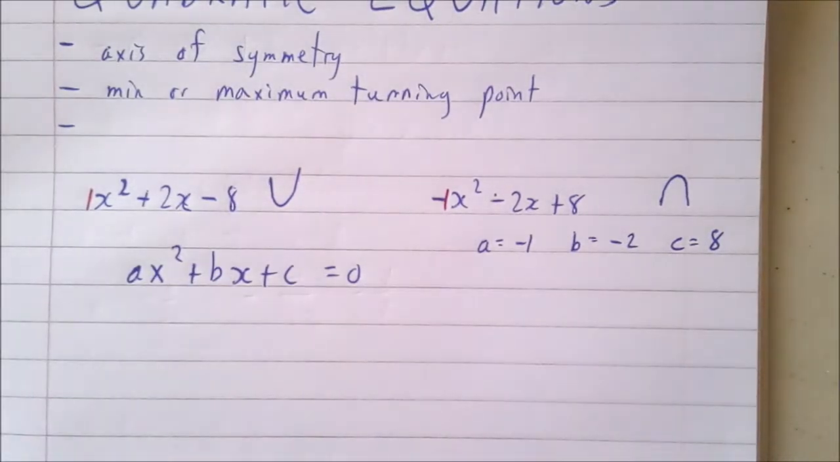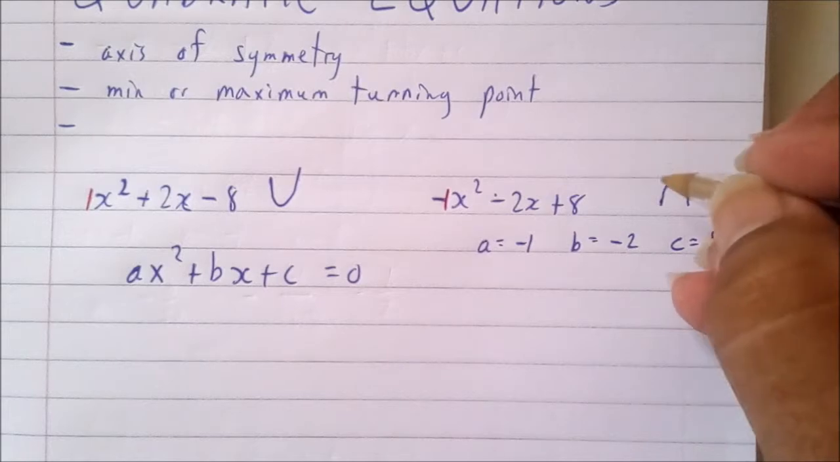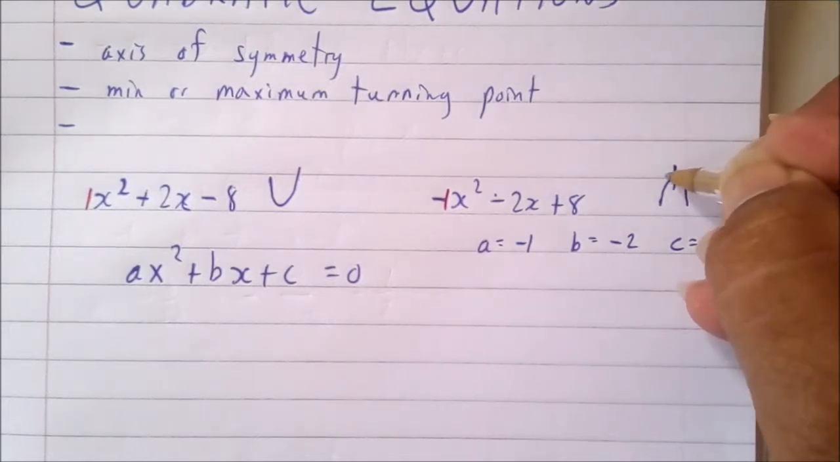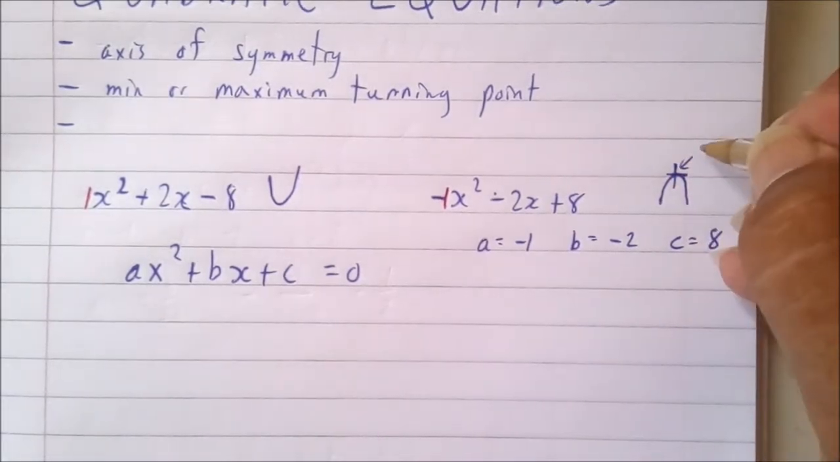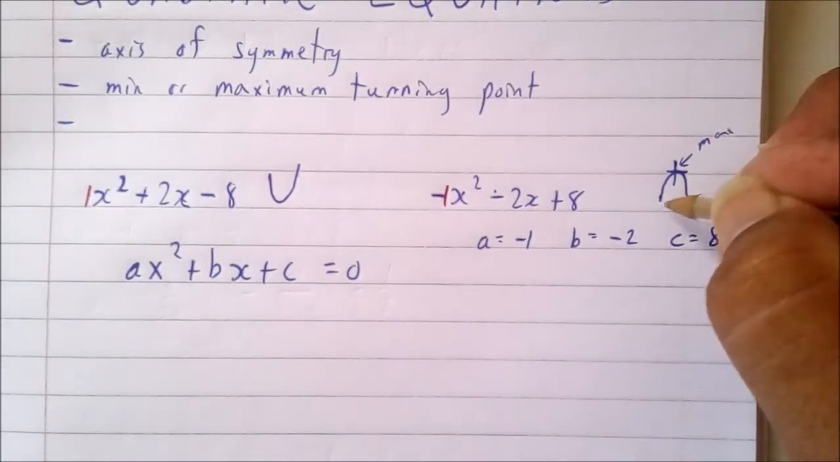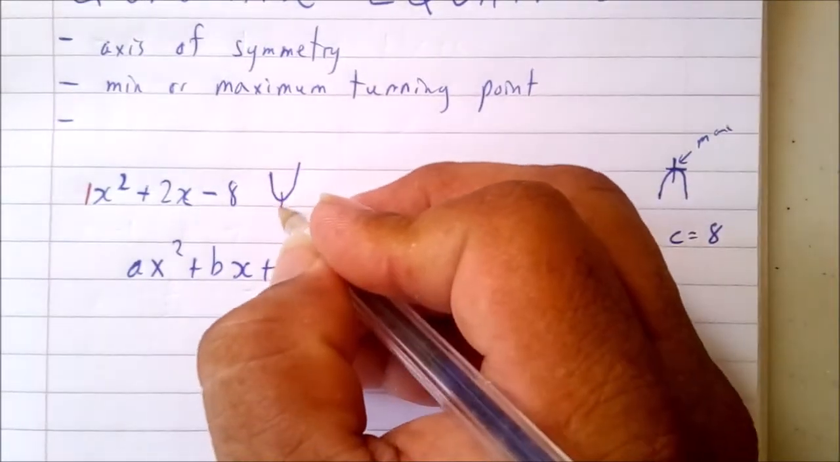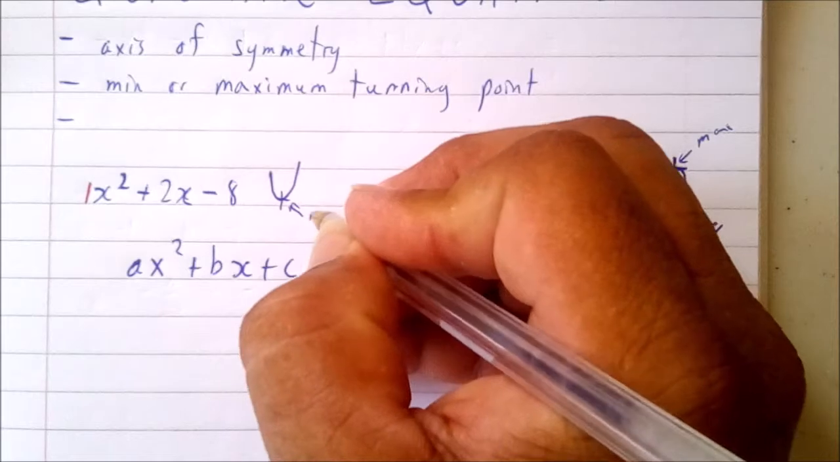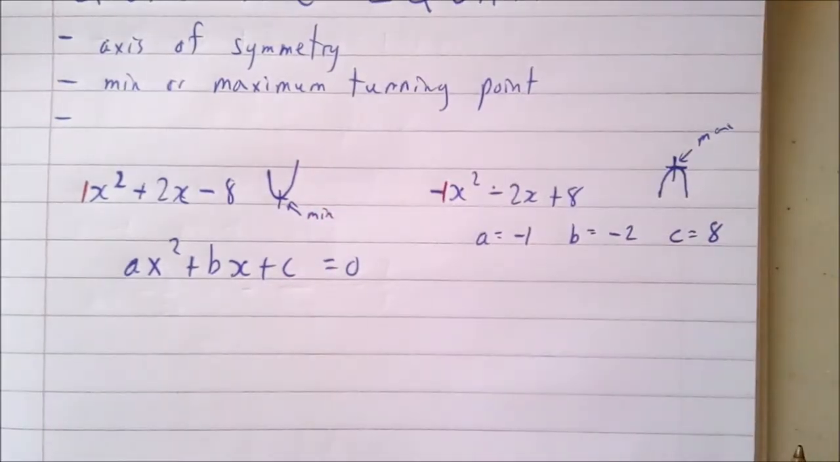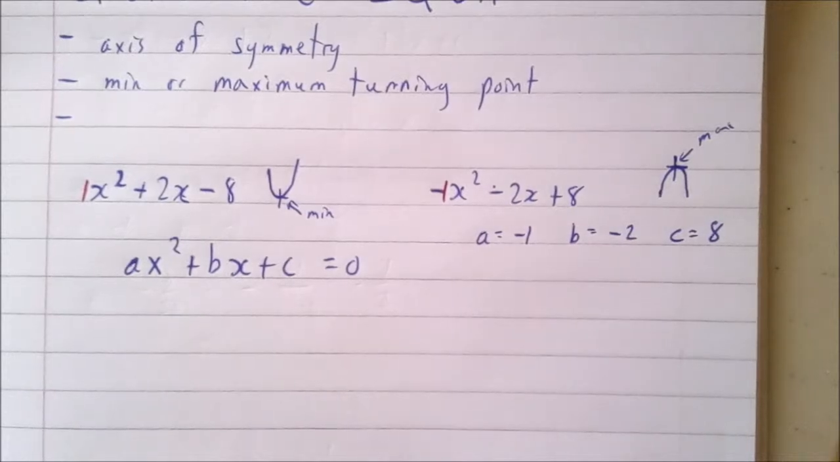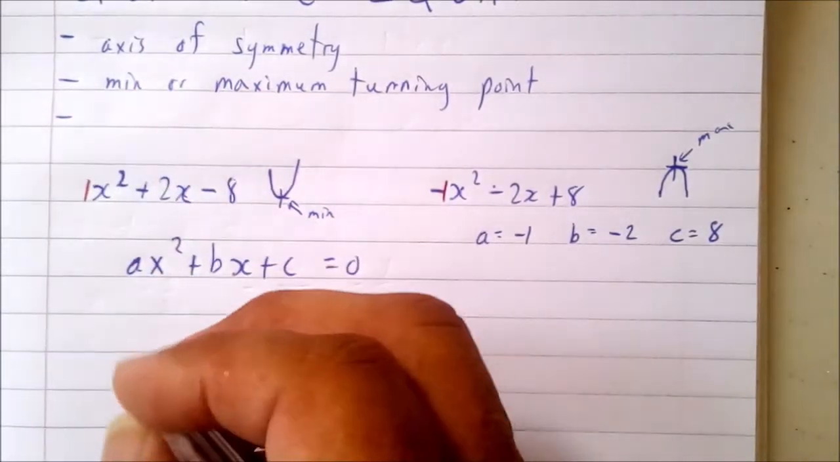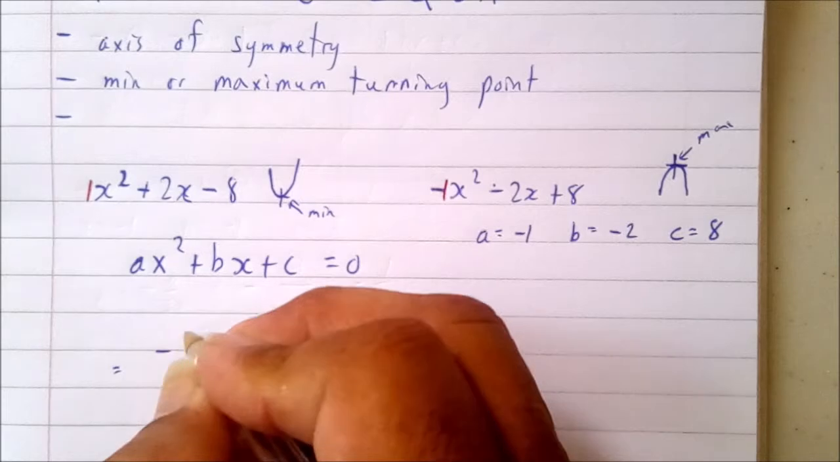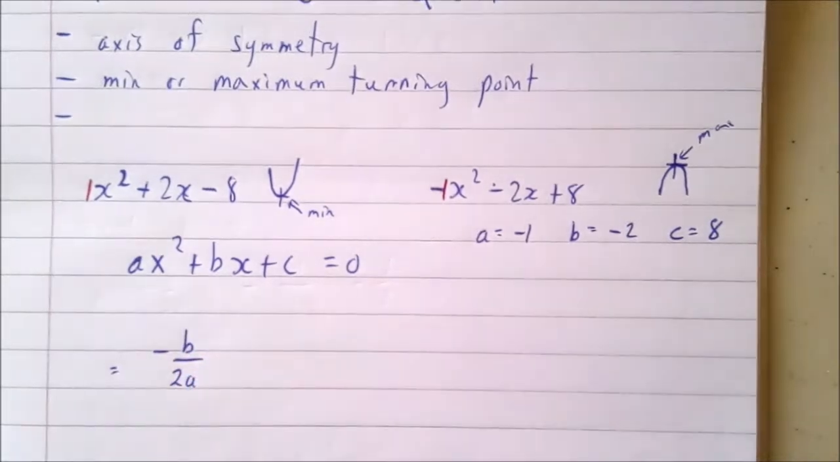All right. Now, this point here where this curve turns is known as the maximum because it's way to the top. This point here where it turns is known as the minimum turning point. All right. So the way you're going to work this out is as follows. The axis of symmetry is given by the equation negative b over 2a.